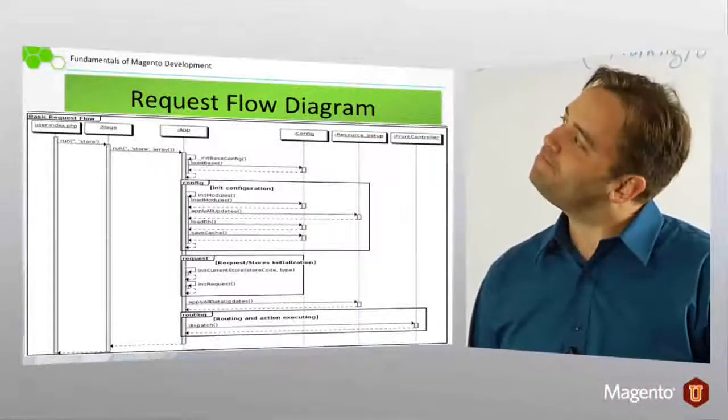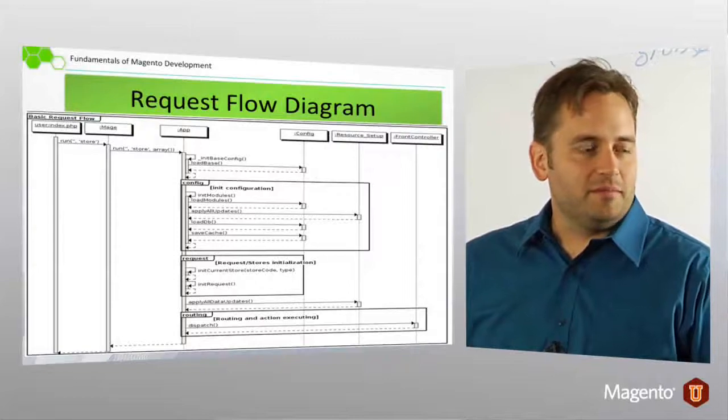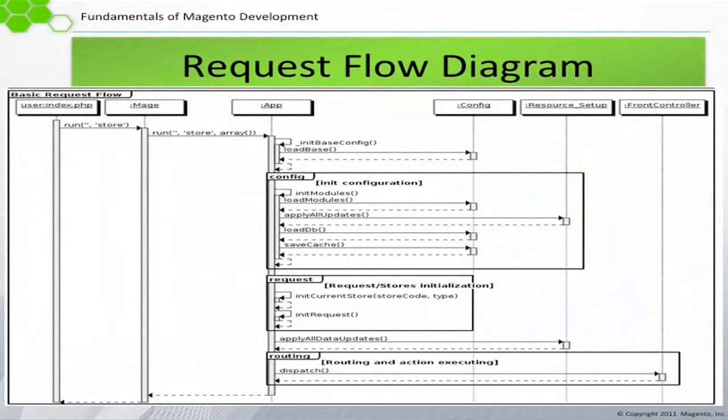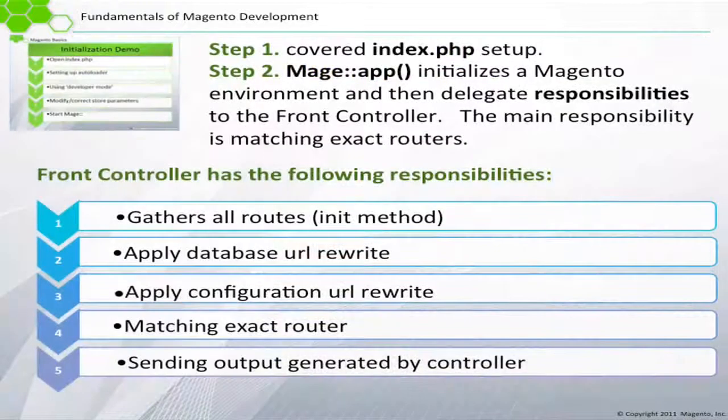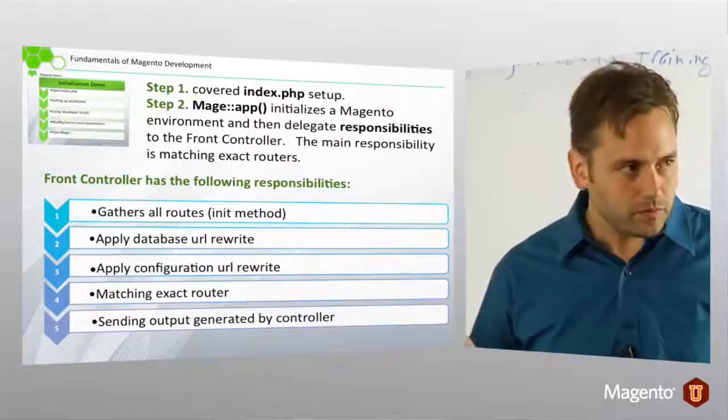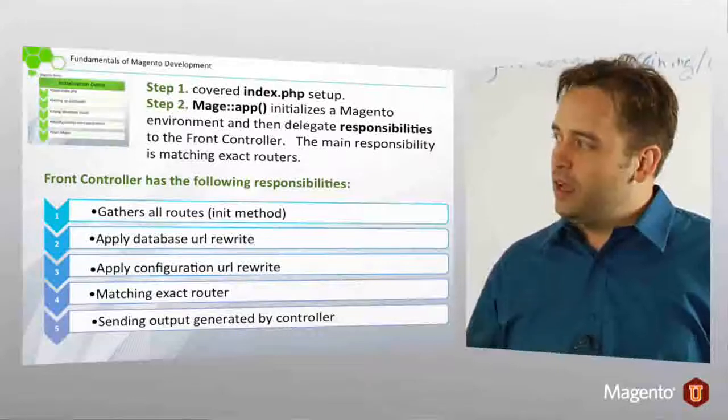All right. You recall this diagram from the previous lesson where we initialize the application and then we get down to routing, which is the responsibility of the front controller. Well, the front controller has 5 areas of responsibility. It gathers routes via its init method.